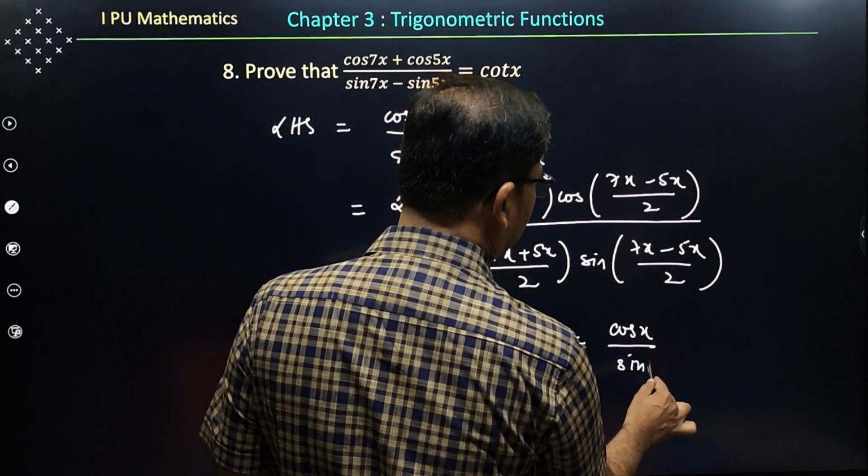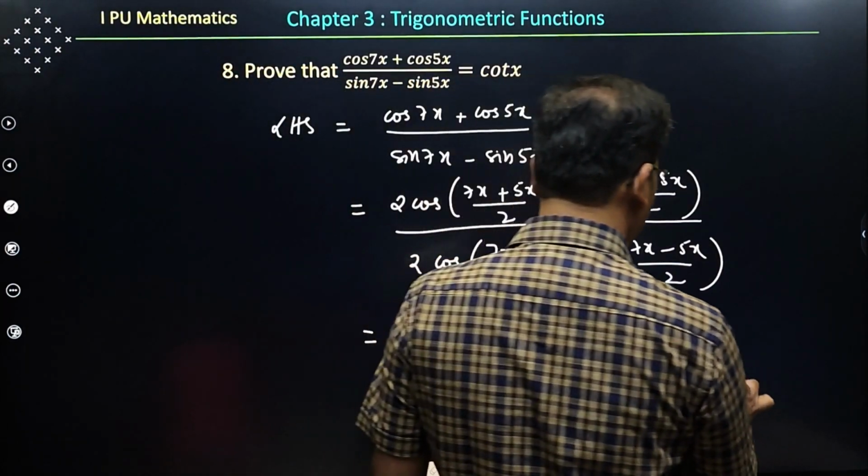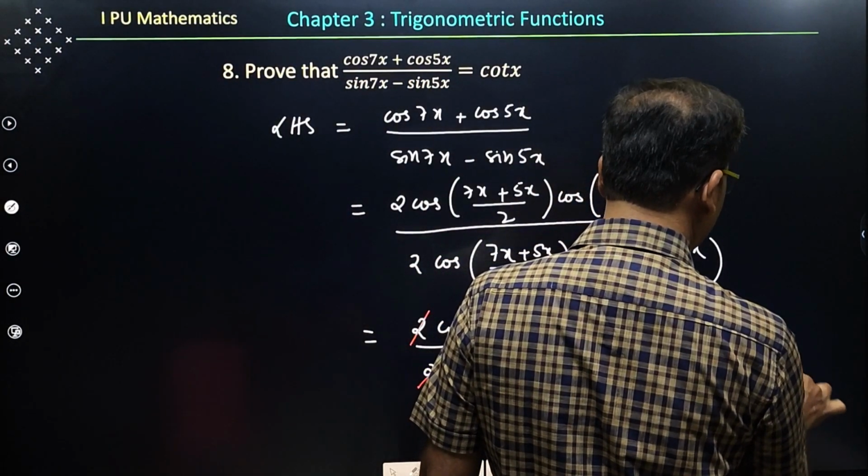But this is nothing but what? Definitely cot x, what we need. This is equal to cot x. So this is the right hand side.